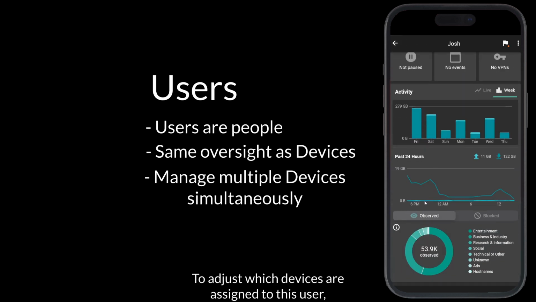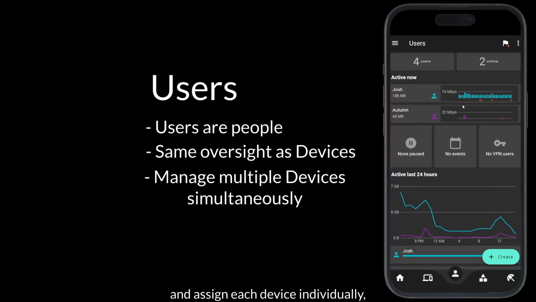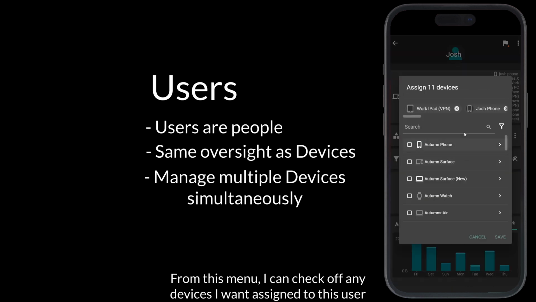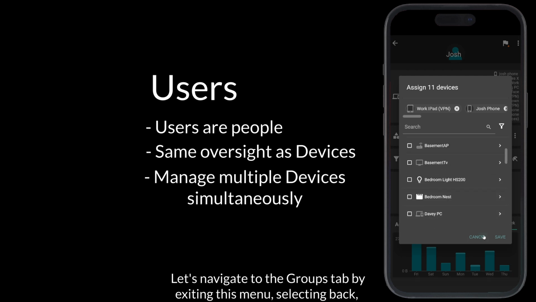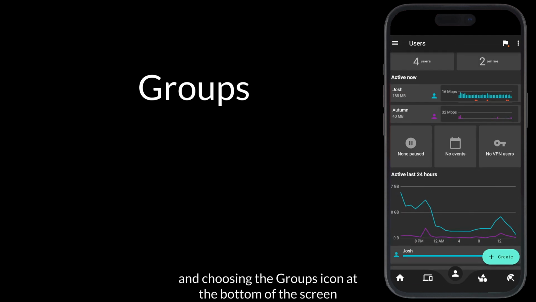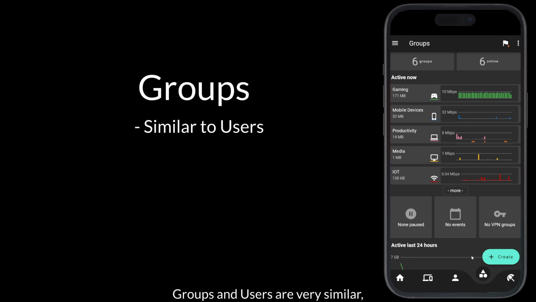To adjust what devices are assigned to this user, I can either go back to the devices screen and assign each device individually, or I can select devices on this screen. From this menu, I can check off any devices I want assigned to this user. Let's navigate to the Groups tab by exiting this menu, selecting Back, and choosing the Groups icon at the bottom of the screen.